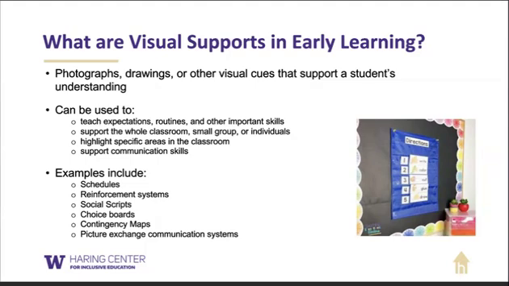Visual supports can include, but are not limited to, schedules, such as a schedule across a school day or activity and within activity schedules, reinforcement systems or first-then charts, social scripts or social stories, choice or activity boards, contingency maps, and picture exchange communication systems.